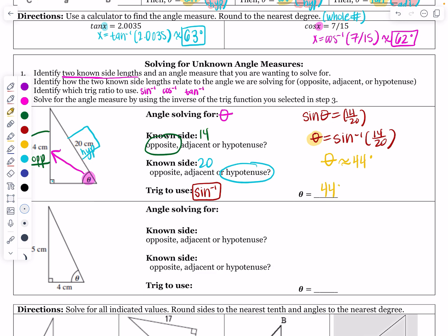Obviously, that's rounded. If this is about 44, we could find the other angle if we wanted to. It's also going to be acute. You would just do 180 minus 90 minus 44. The other angle would be about 46 degrees. Okay?